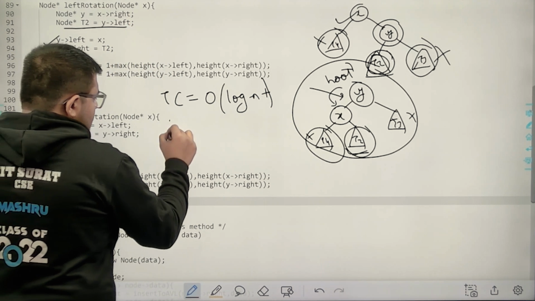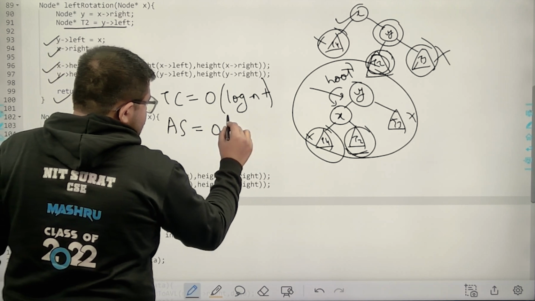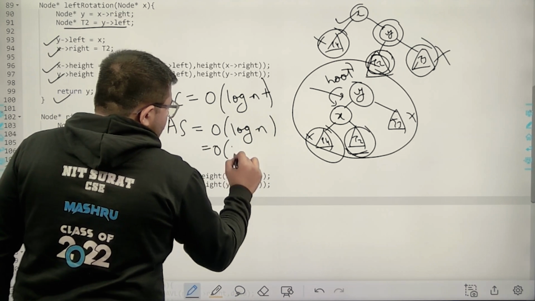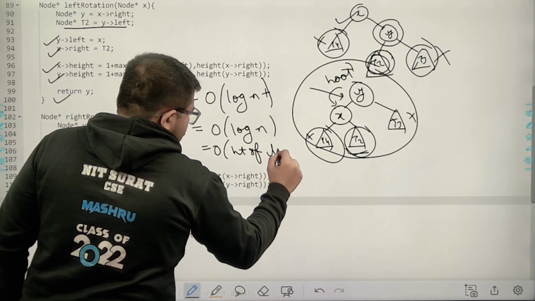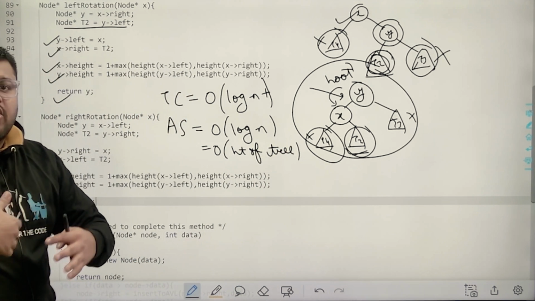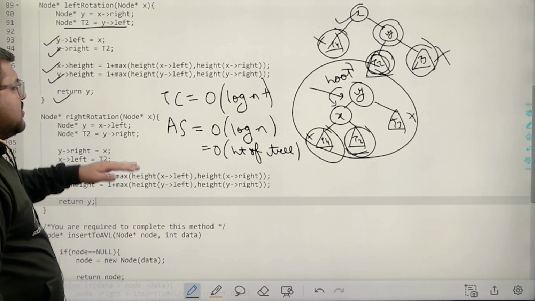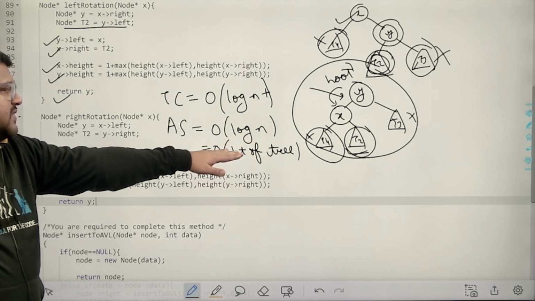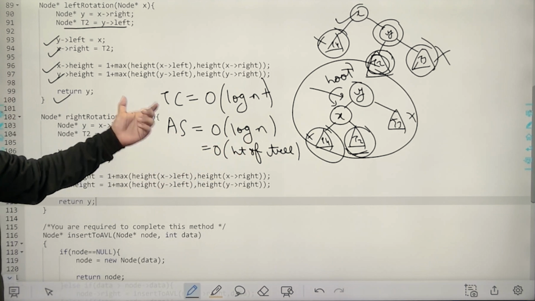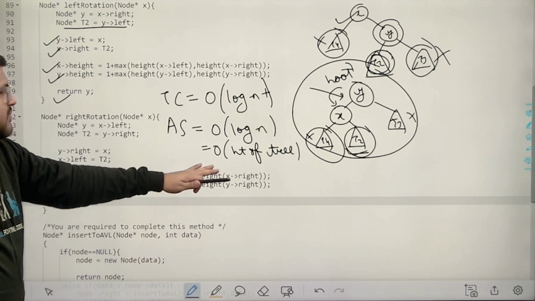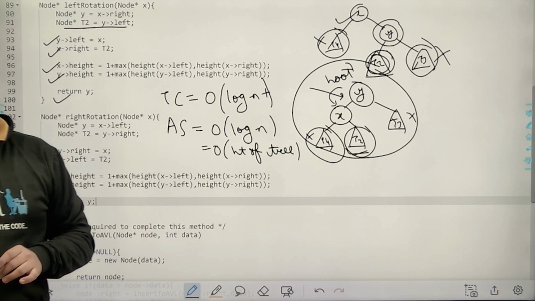What would be the auxiliary space? This will also be equal to log n, or you can say big O of height of tree. Why? Because we will be calling recursive functions, and those recursive functions will require a stack which will require this much space, and also the new values which we are inserting will require this much space. So this will be the auxiliary space and this will be the time complexity.